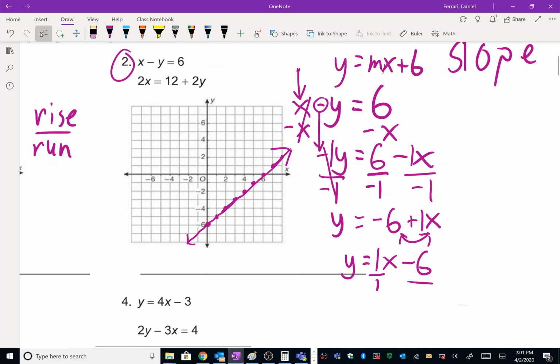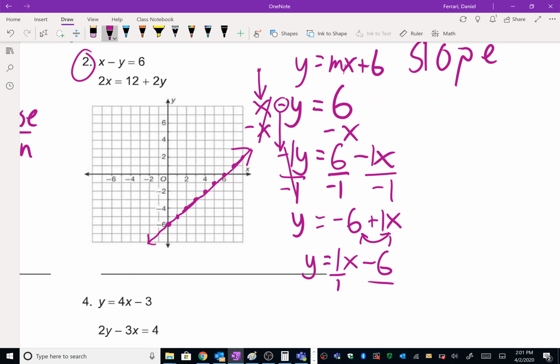Right, we have one more to do for this problem. So let's look at 2x.